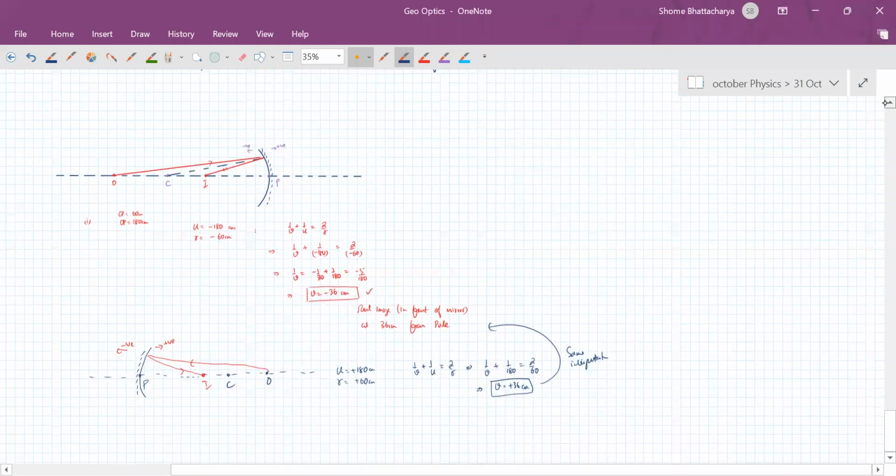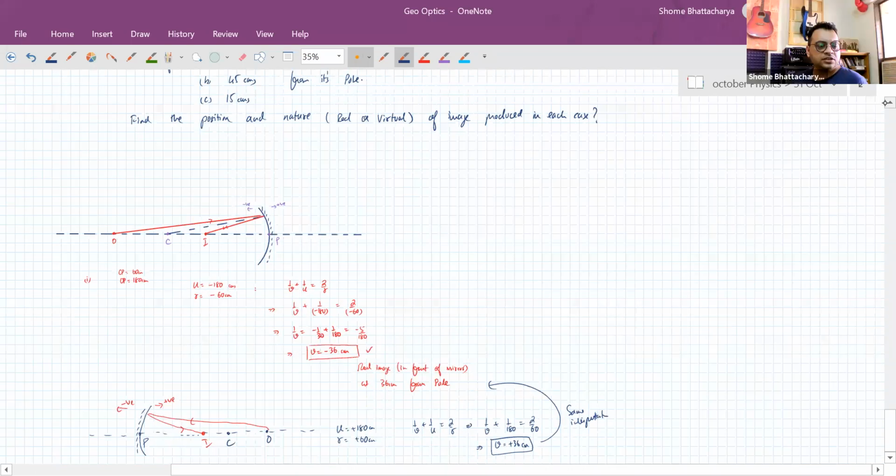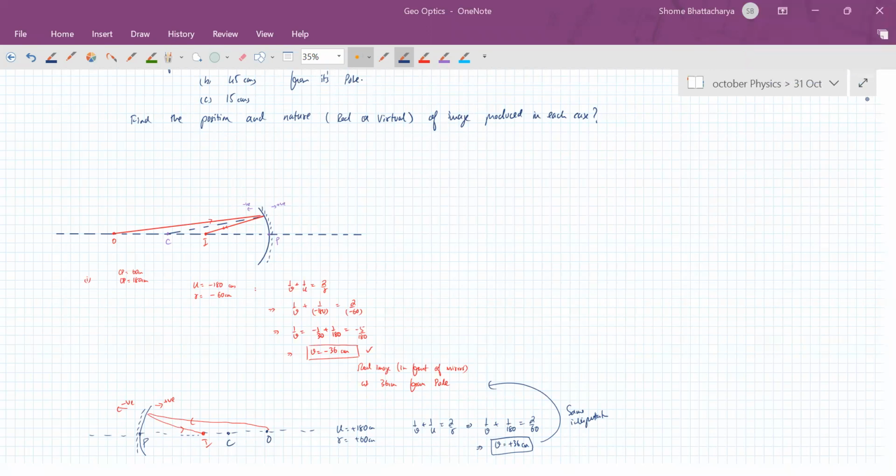Okay, so now just try out the second and third part. Yes, correct, Harsh. Very good. Just tell me the distances also. Okay. The positions in centimeters also.